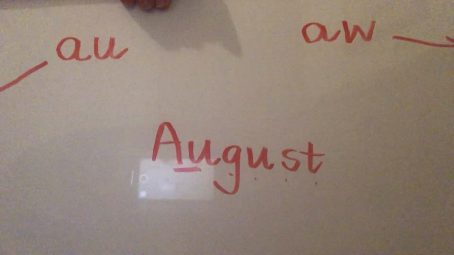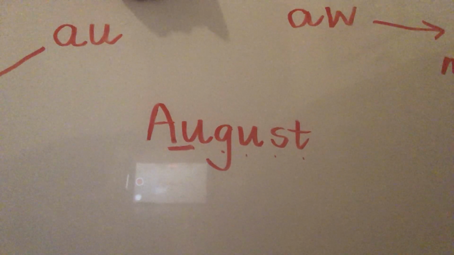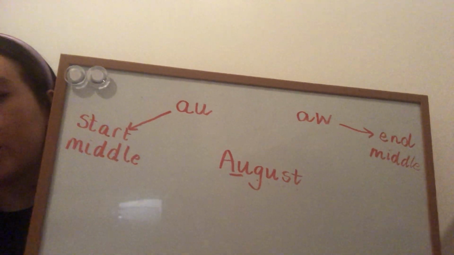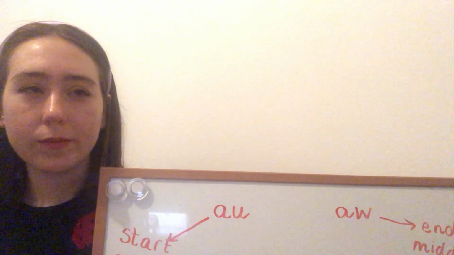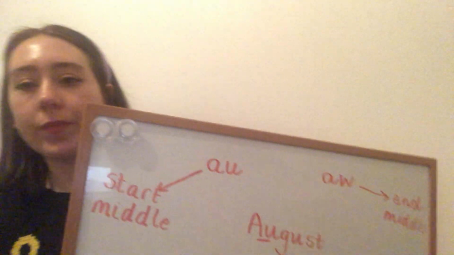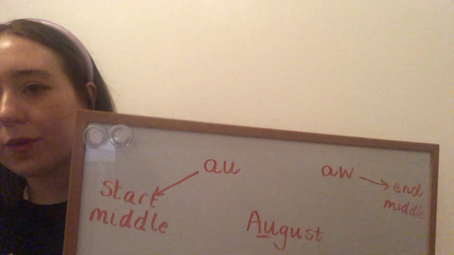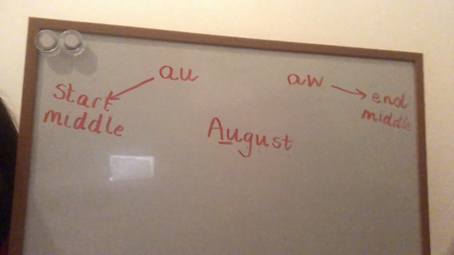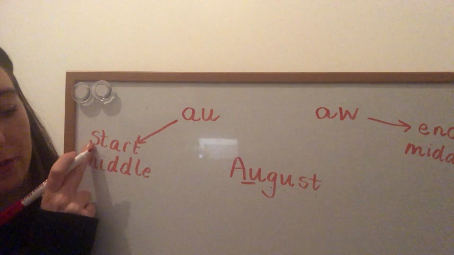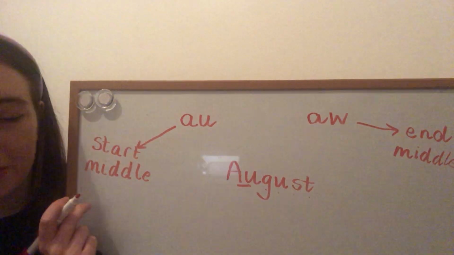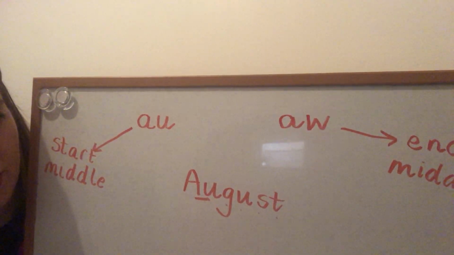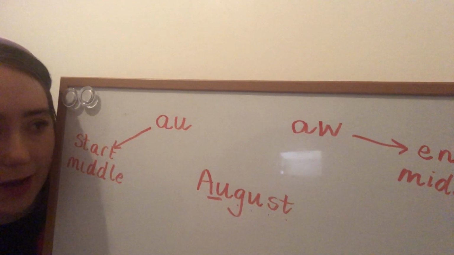Now let's try another word. What about claw? Claw. Where are you hearing the aw sound in the word claw? I'll give you a hint, this is not one of our rule breakers. So we have claw. Are you hearing the aw sound at the start, the middle, or at the end of the word? Well done if you say the end of the word.